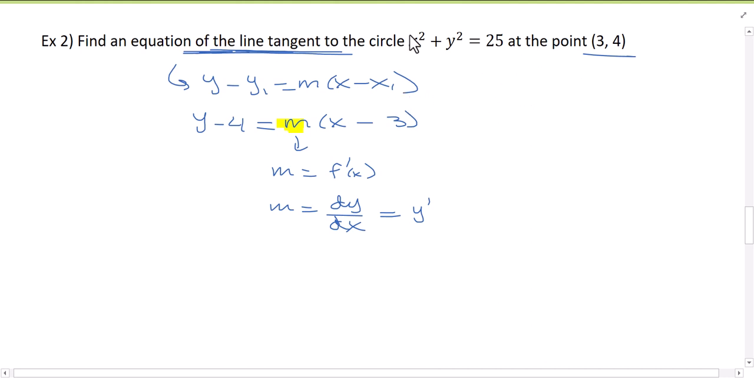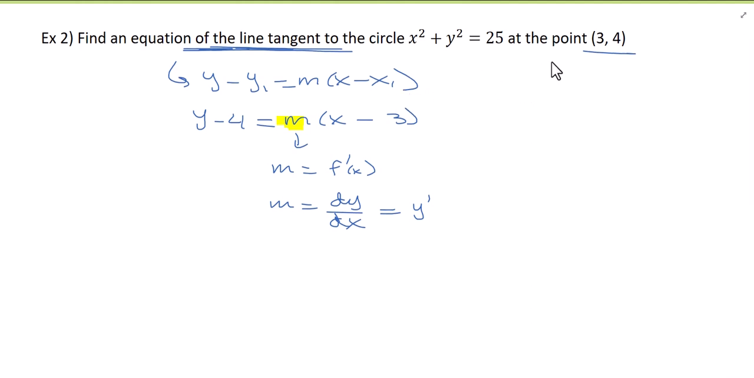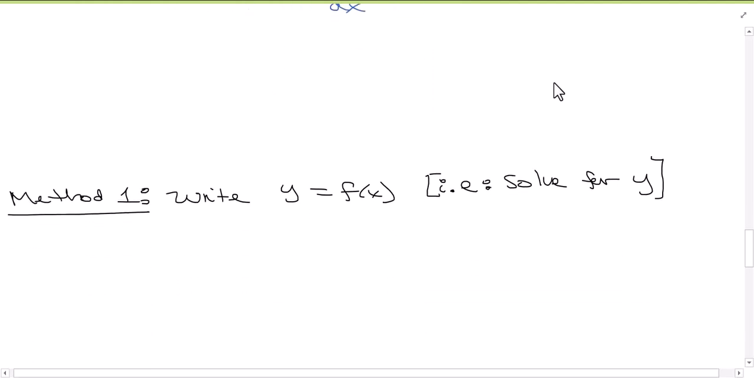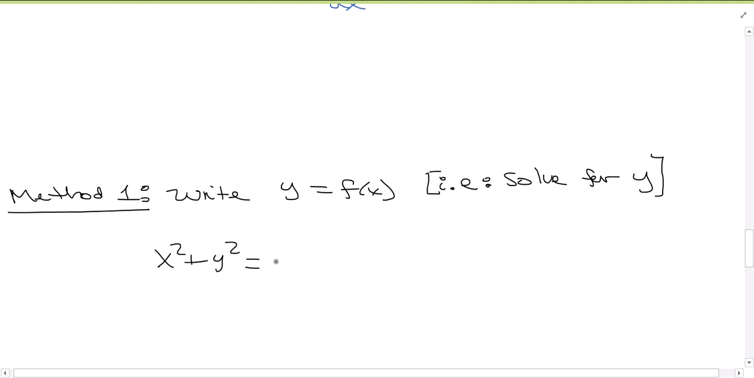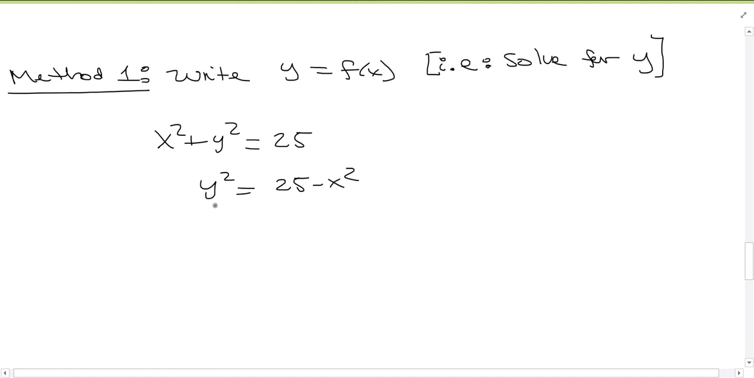So let's try the first method. Let's write y equals f of x, meaning solve for y. So what we have is that x squared plus y squared is equal to 25. Solve for y, so subtract x squared from both sides. So we're going to have 25 minus x squared, and then take the square root. So I'm going to have y equals, anytime you take the square root, you get plus or minus, the square root of 25 minus x squared.